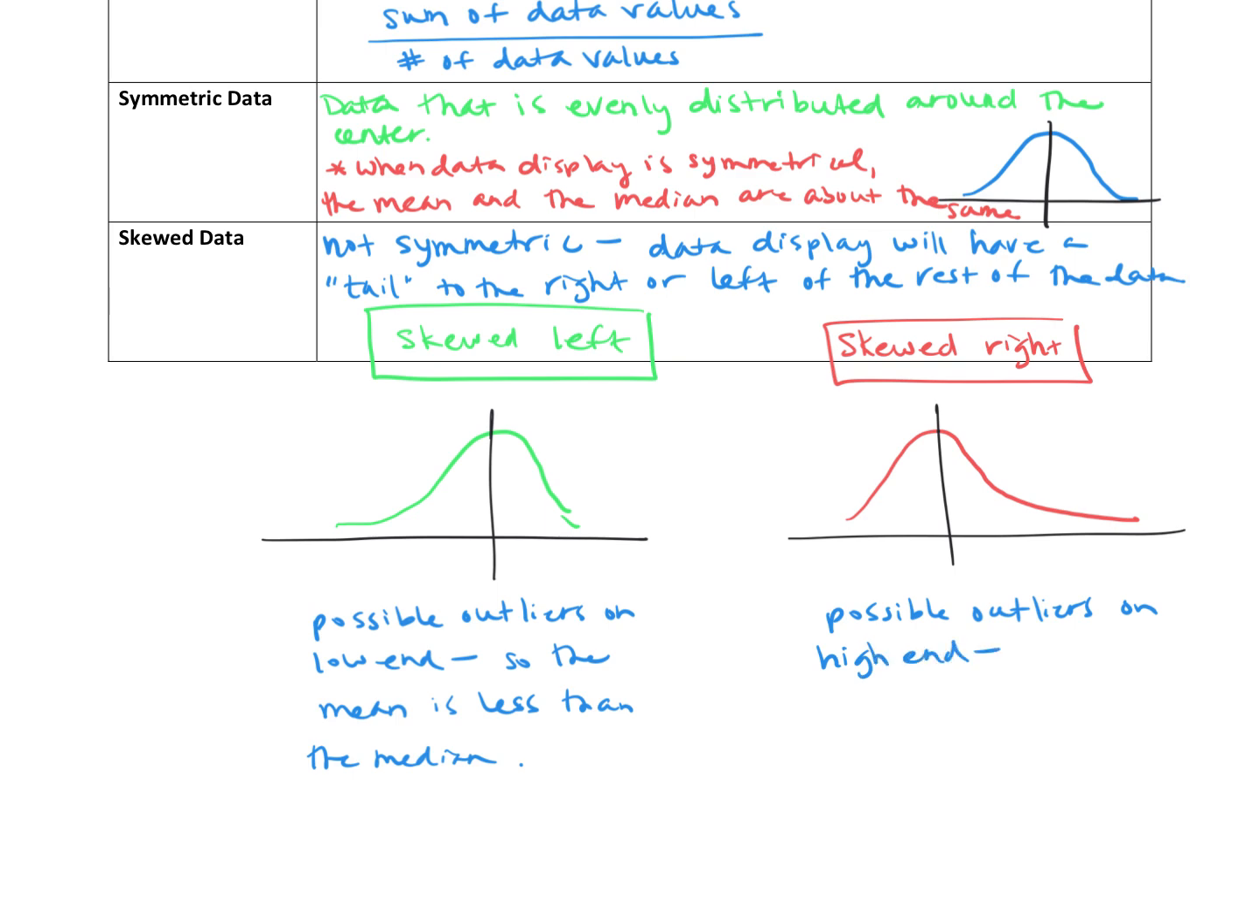So that means that the mean will be pulled higher. It's pulled higher by those high outliers. So the mean this time will be greater than the median.